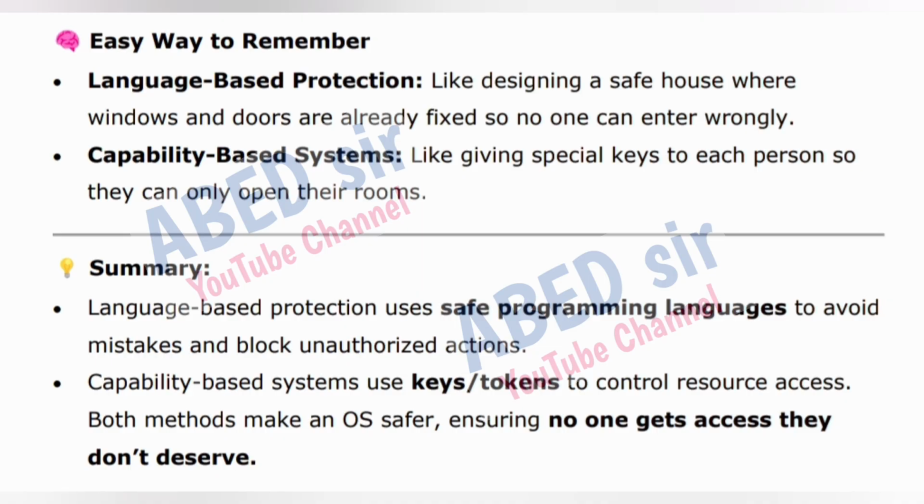Summary. Language-based protection uses safe programming languages to avoid mistakes and block unauthorized actions. Capability-based systems use keys, tokens, to control resource access. Both methods make an OS safer, ensuring no one gets access they don't deserve.